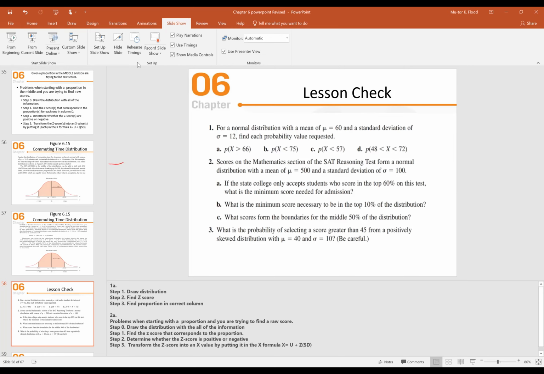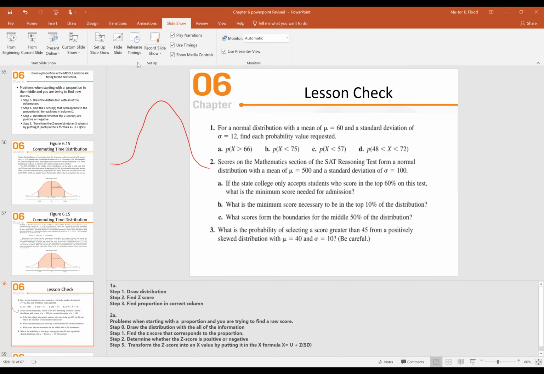So let's draw our distribution. And the top 60%, think about it this way. In a normal distribution, the mean cuts it in half. Well, that means the score for the top 60% is somewhere over here, a little bit below the mean. This represents the top 60%. We're trying to find all of this right here. Top 60%.